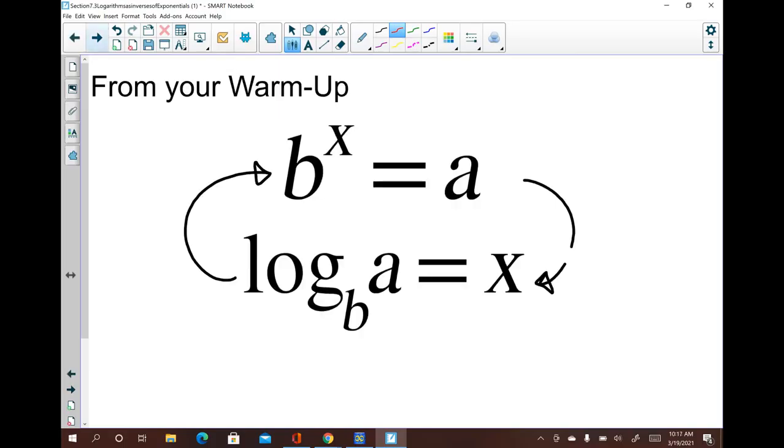So from our in-class work, we need to remember that we can transform exponential functions in the form b to the x equals a to logarithmic functions, where b is still the base of the logarithm. The exponent becomes the output, and the output of the exponential becomes the input of the logarithm.